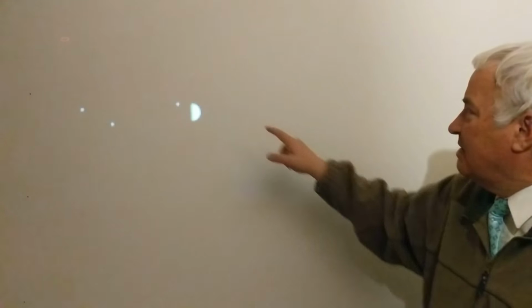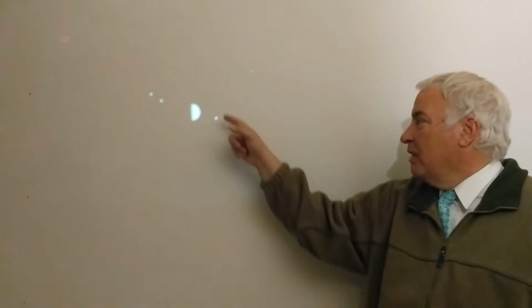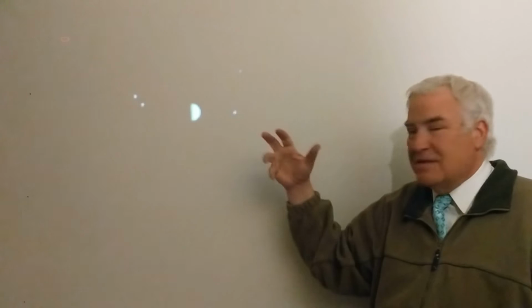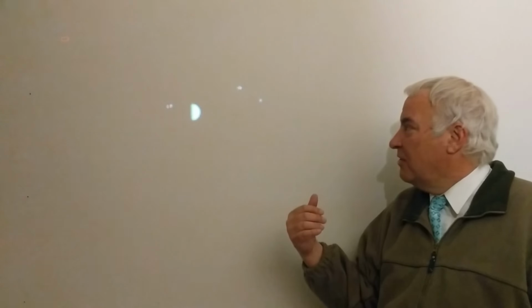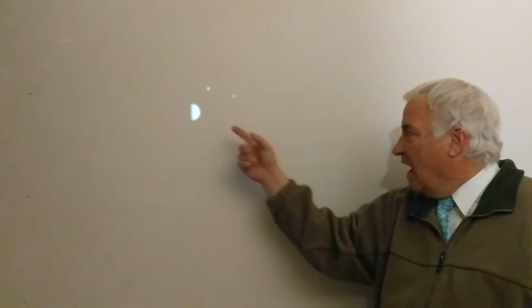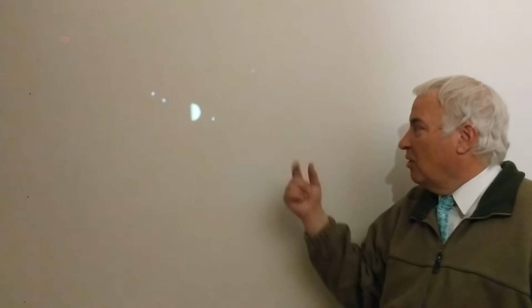Callisto, which we can't see in detail here, always shows the same face towards Jupiter. The other three moons also always show the same face towards Jupiter. This is like what we have with the moon and the Earth. The moon always shows the same face to the Earth. This is caused by the tidal effects of Jupiter on these moons.